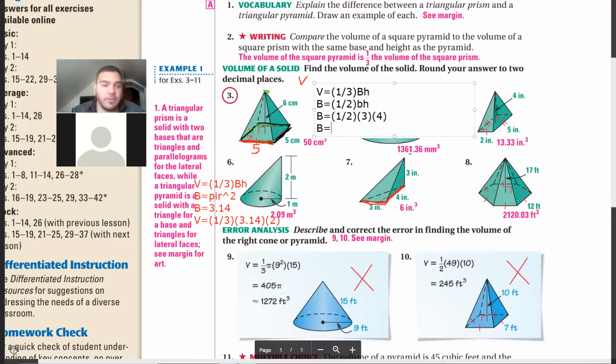But 1/2 times 3 times 4, I'm just going to go one step at a time, is 6. Because half of 4 is 2. 2 times 3 is 6. So now we do the volume, which is 1/3 times the 6 we just found times 3, which is the 3D height. 1/3 and 3 seem to cancel out, so volume equals 6.